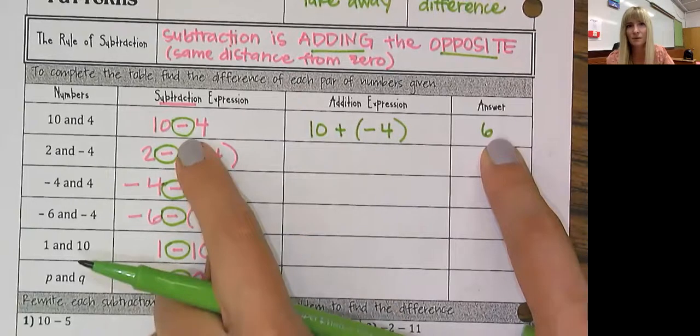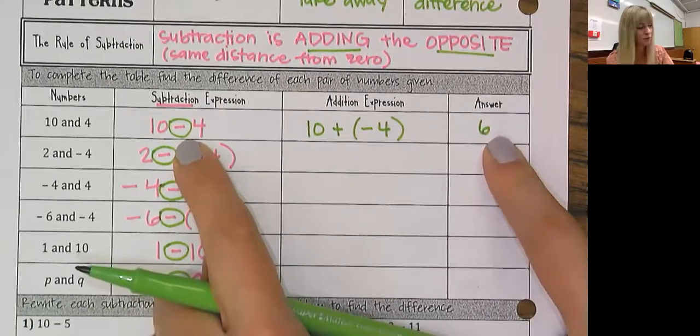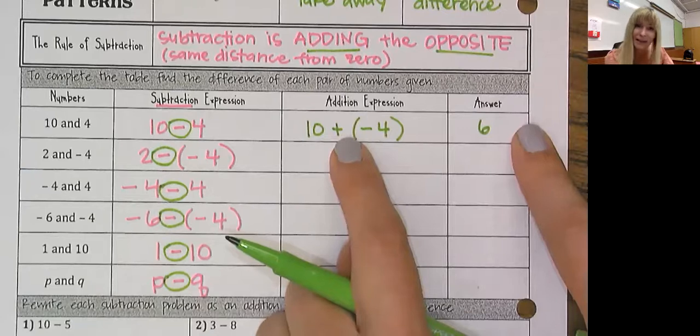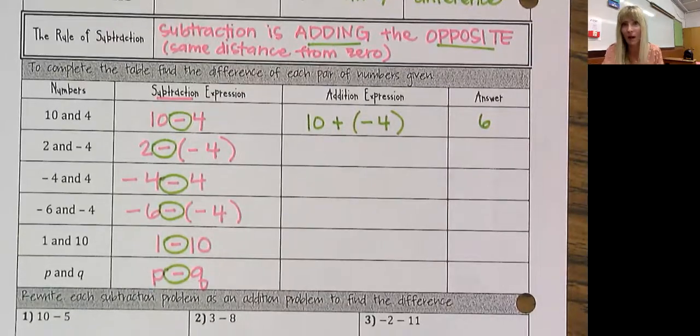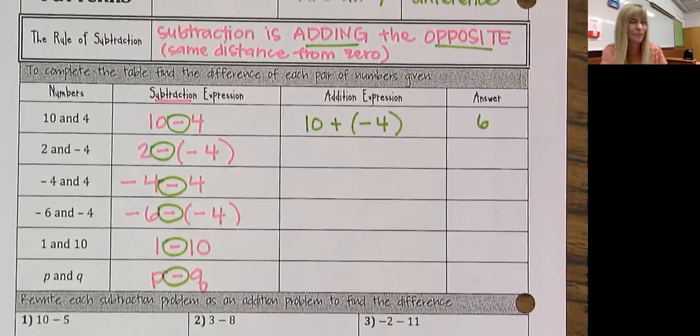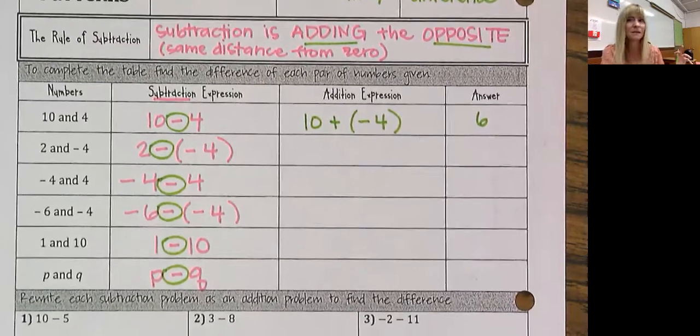10 minus 4 is the type of subtraction problem we absolutely did in elementary school, but you may not have known it's actually an adding the opposite problem. Subtraction has always been adding the opposite. We just need it more now because we have lots of positives and negatives everywhere.